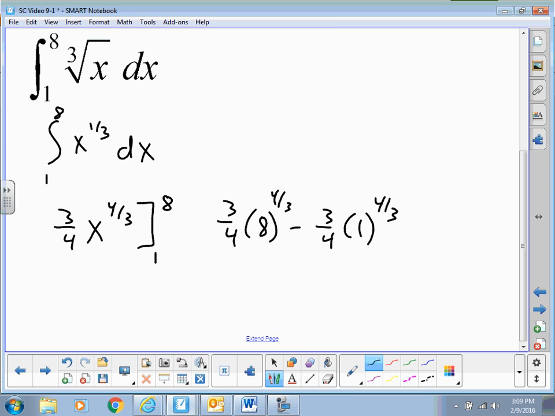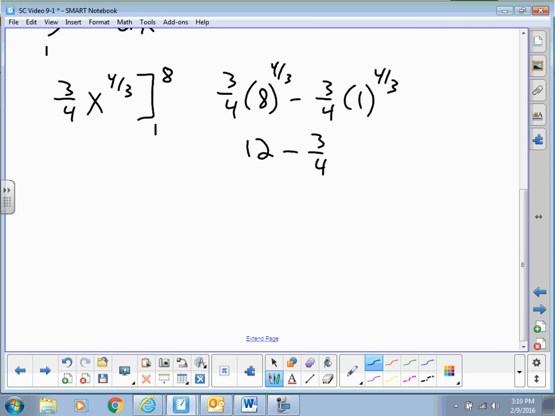So we'll have 3/4 times 8 to the 4/3 minus 3/4 times 1 to the 4/3. And we can neaten this up. Cube root of 8 is 2. 2 to the 4th is 16. 16 divided by 4 is 4, and then 4 times 3 is 12. So that neatens up to 12. Anything 1 raised to the 4/3 is just going to come back as 1 always, so we'll just get 3/4 to give us 12 minus 3/4.